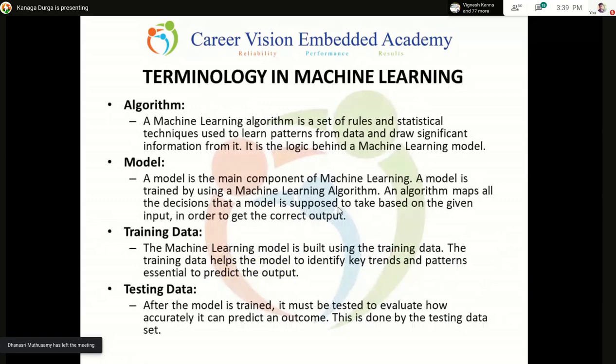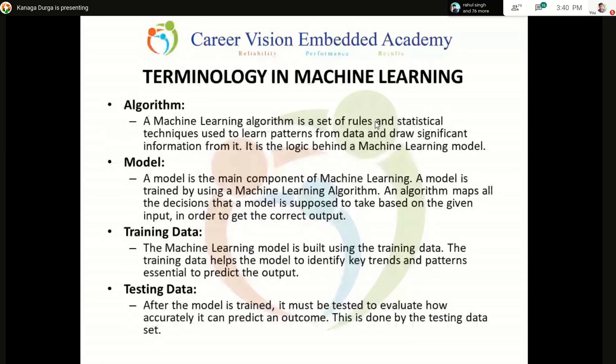Moving on to machine learning, we'll have to learn certain terminologies and understand their meaning. First is algorithm. An algorithm is nothing but a set of rules or a mathematical statistical formula with which we are analyzing and uncovering the patterns from the data. So the set of rules or equations with which we analyze the data is called an algorithm.